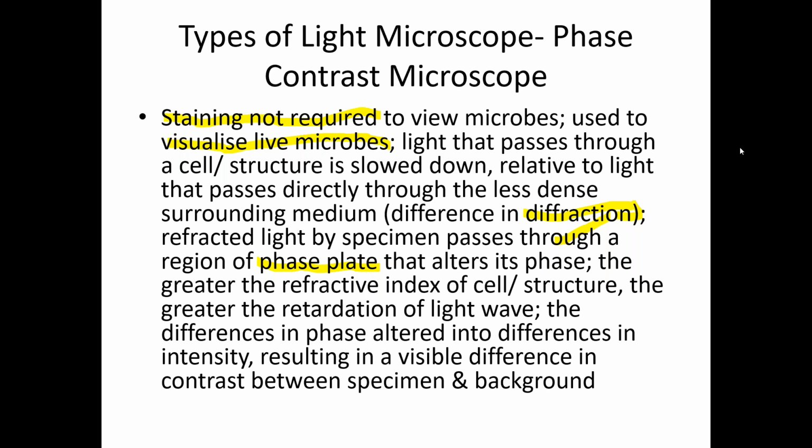Why are we performing staining? If we do not perform staining, the colorless microorganisms will appear in a colorless background and you cannot identify which is the microbial cell. So in order to increase this contrast, in order to differentiate the microbial cell, we perform staining. So staining is a technique by which we can improve the contrast. Fine. So here, finally, what is happening? The difference in phase is converted into a difference in intensity, which results in a visible difference in contrast between the specimen and the background. Fine. That's about the phase contrast microscope.